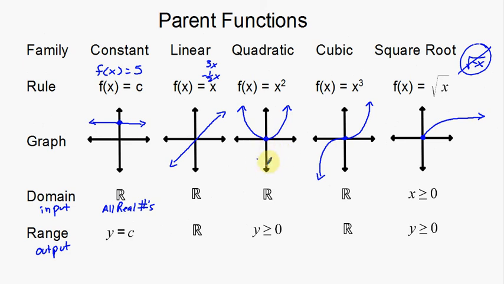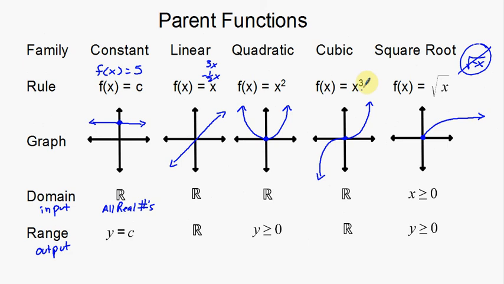Now, again, this is a general case for quadratics. We do have some quadratics that will have negative y's, but we'll look at those at a later time. Okay? So in general, my y's, for the most part, are going to be bigger than 0. My outputs are going to be bigger than 0. Okay, and then same thing over here.